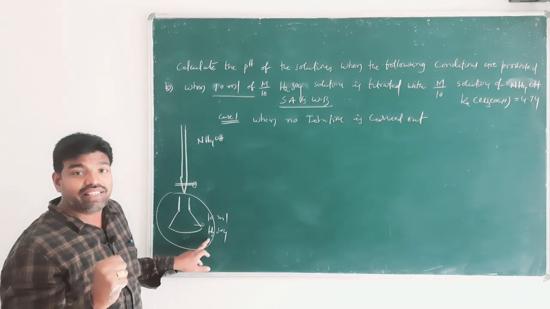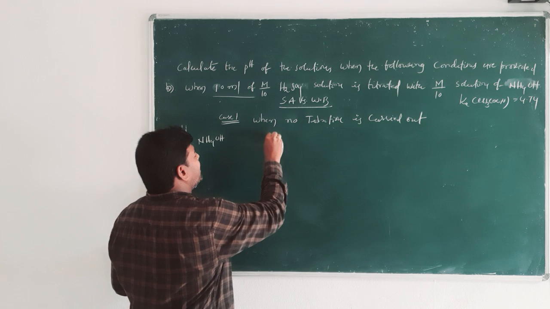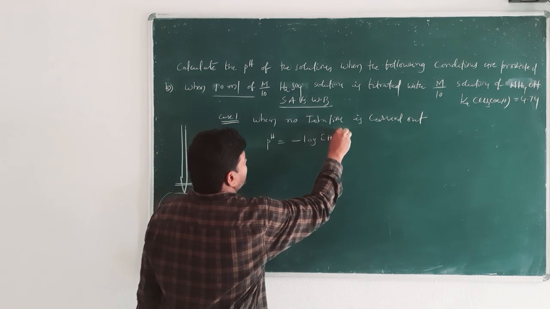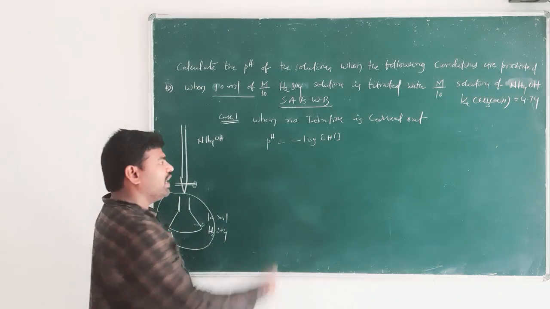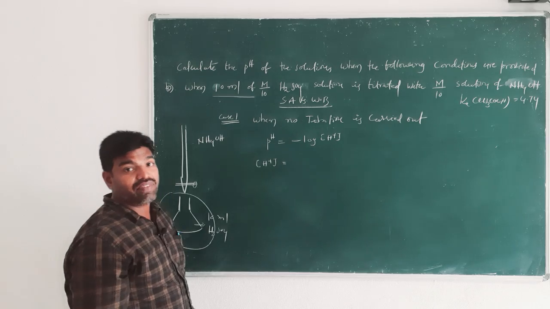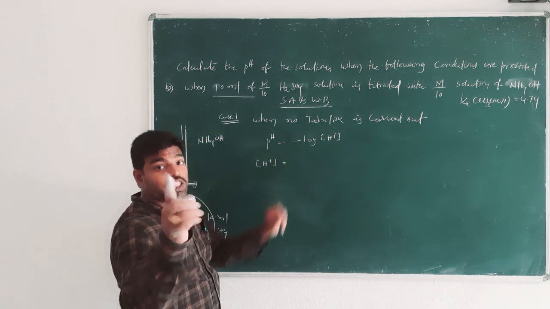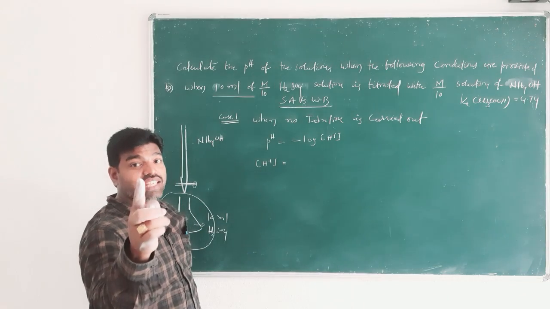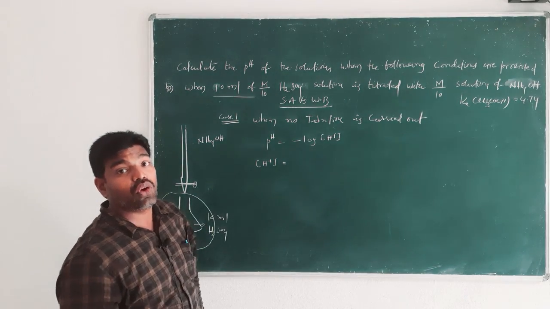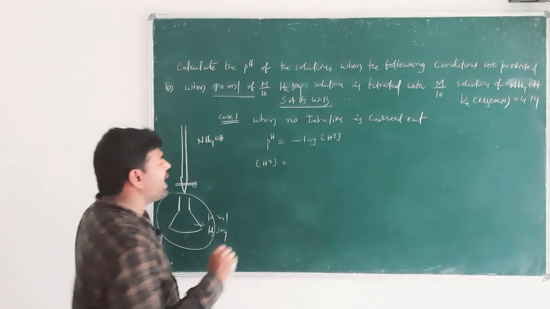How can we calculate the pH of a strong acid? We can calculate it by the formula pH is equal to negative logarithm of the concentration of H plus ions. And what is the concentration of H plus ions? I already told you in the previous videos that the concentration of H plus ion should be expressed in normality when we are dealing with pH calculations.